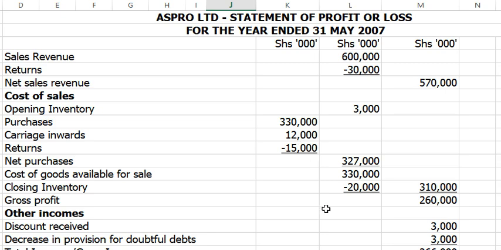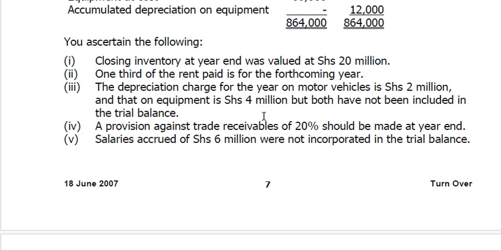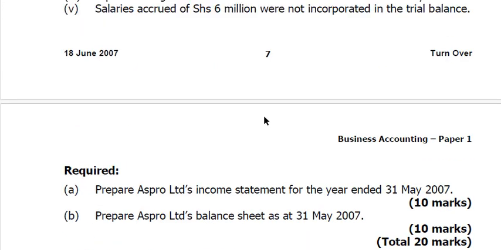Now from there, of course, the second part of the question requires you to come up with Aspro Limited's balance sheet as at 31st May 2007. So let us try to come up with our balance sheet, sometimes referred to as the statement of financial position.